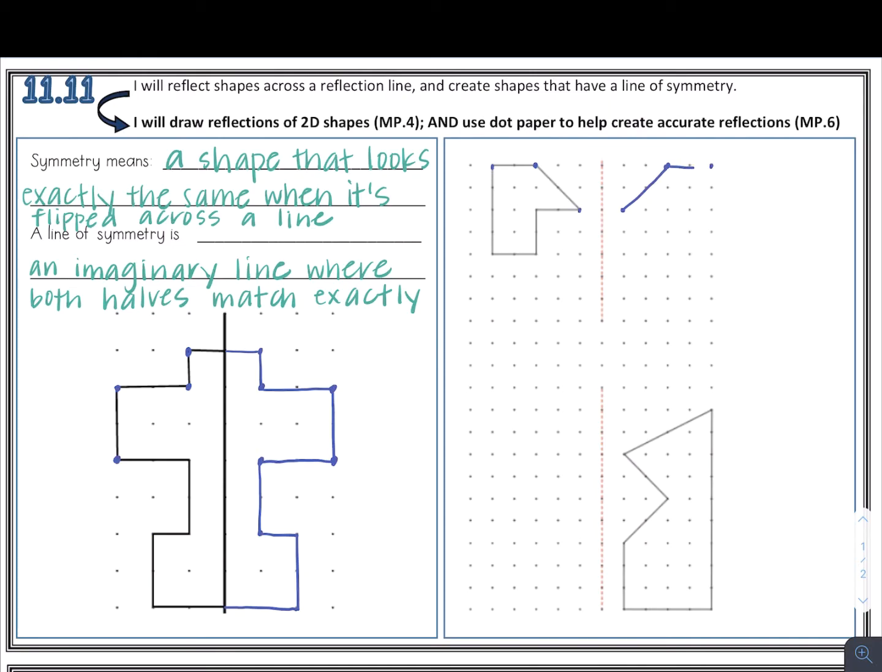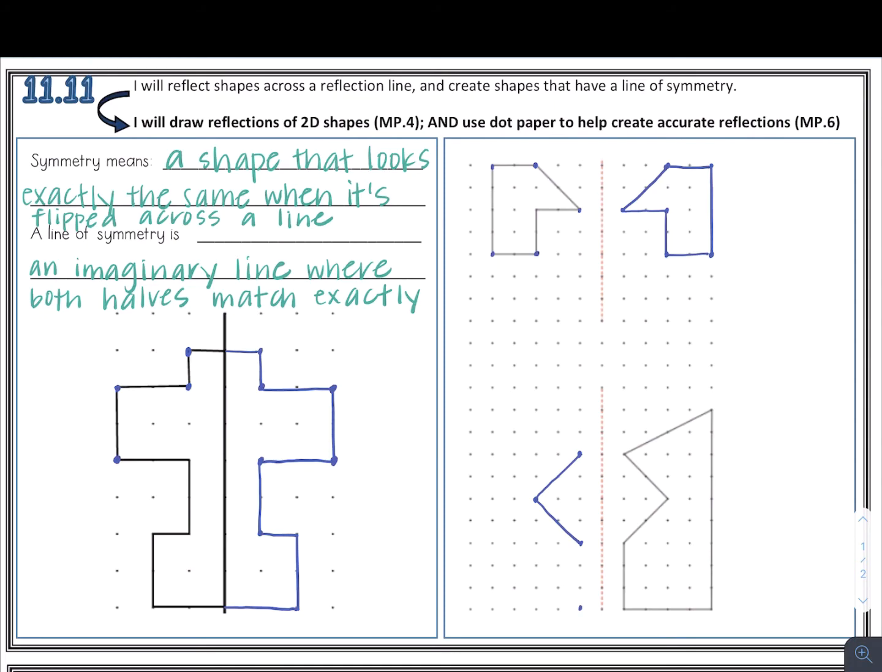Okay. On the other side here of our notes, we have two more shapes. So again, I like to start with a point that is closest to the line of symmetry, which is that middle red dotted line now. And then from there, I can easily count across and up or across and down, and then connect the dots. And again, if you make a mistake, just erase it. And at the end, you can always go back and count the spaces on the dotted paper and make sure that everything looks exactly the same as the other side.